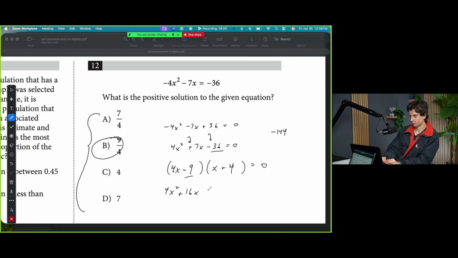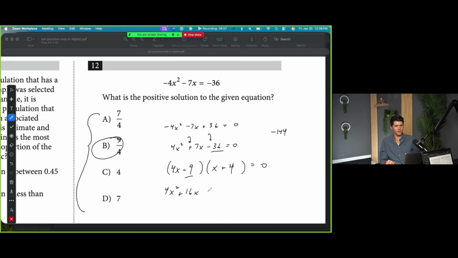The inside term is negative 9x. I misspoke. I said the first term's 4x squared. Outside term is 16x. Inside term, negative 9x. Last term is negative 36. Yeah. And that does simplify the way we want it, right? You want to be able to factor like that, but you also got to pick your battles, and definitely Desmos is your best friend on this question. I would say if you did it the old school factoring method, you would lose too much time.